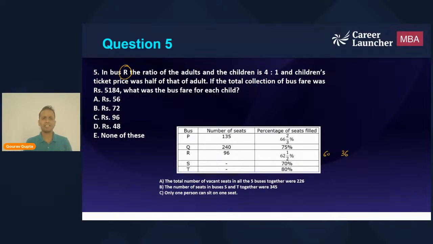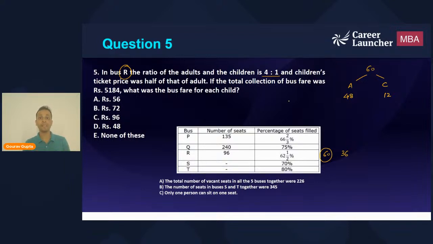They are saying that the ratio of the adults and children in bus R is 4:1. So out of the total number of people in the bus, 60, there are some adults and some children, divided in the ratio 4:1. So if I divide 60 in the ratio 4:1, I'll get 48 and 12 respectively. 48 plus 12 is 60 and the ratio is 4:1. So there are 48 adults and 12 children in this bus.